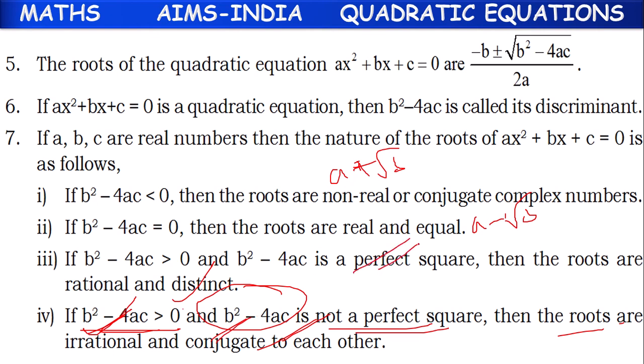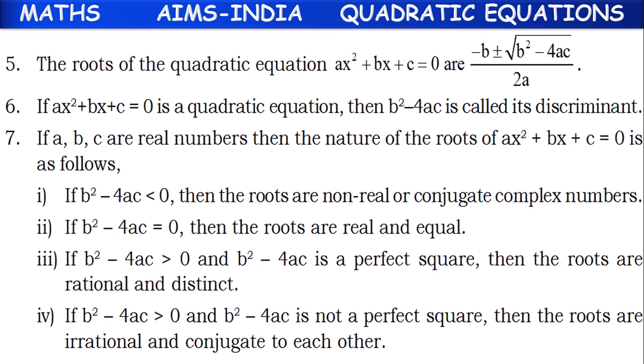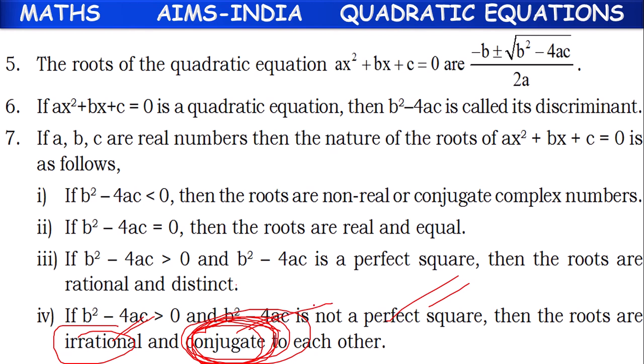If it is a perfect square, then the roots are rational and distinct. But if it is not a perfect square, then the roots are irrational but conjugate to each other. Meaning if you multiply both, the product will become a rational number. Though they are irrational, their product will be rational. They are called conjugates.